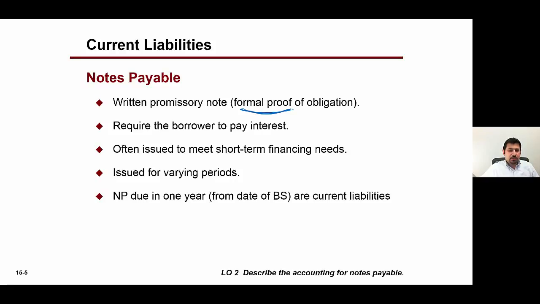Usually companies would issue notes payable in order to raise money, to find some short-term financing if they need to, for example, raise cash quickly. They are usually issued for different periods of time. So for example, it could be 4 months, it could be 6 months, etc. If it is longer than 1 year, then it is not considered a current liability. At that point it becomes a long-term liability.